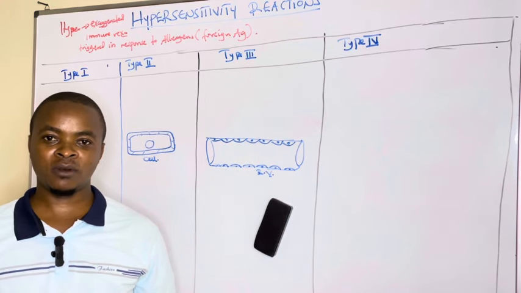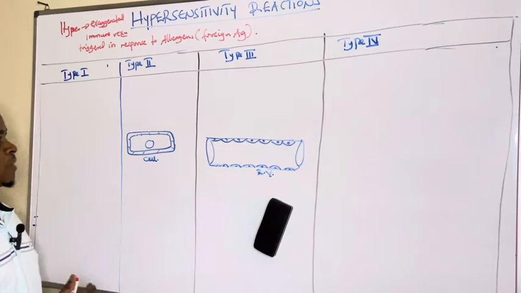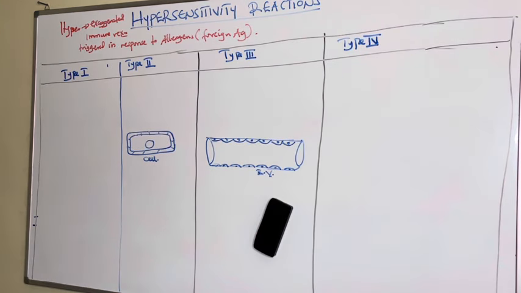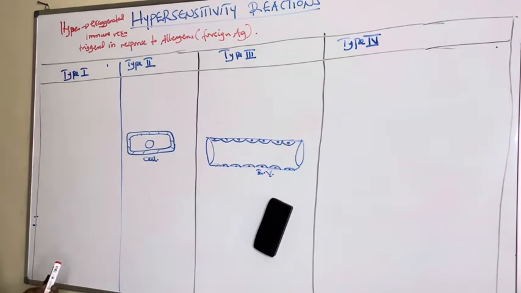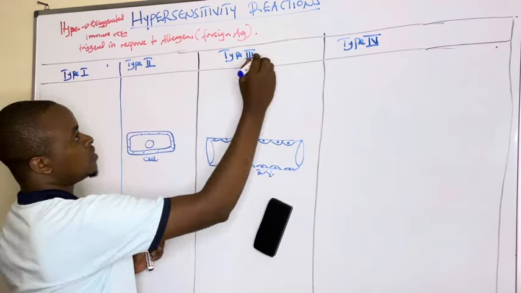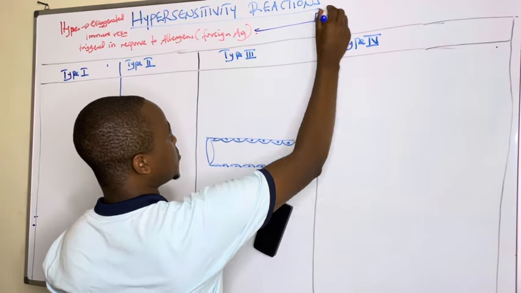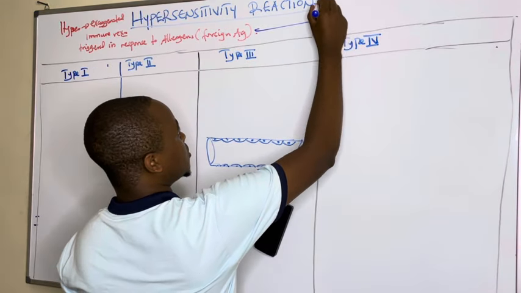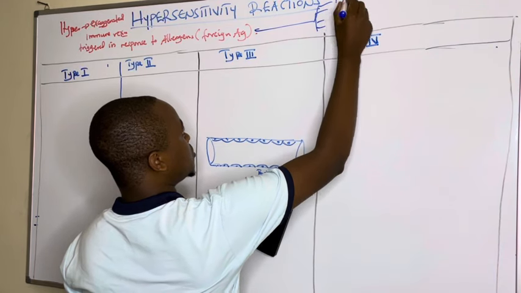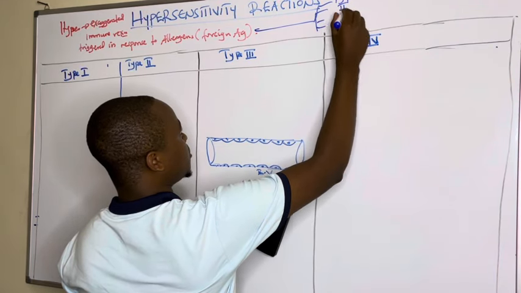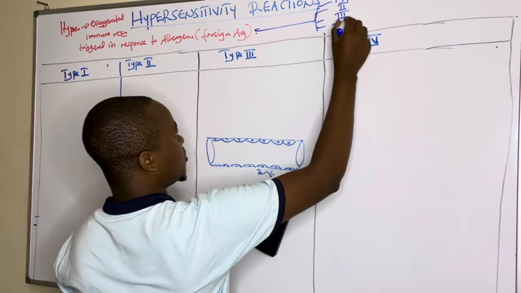So hypersensitivity reactions, or what we are calling allergic reactions or exaggerated immune reactions, are categorized into four types. And these types include type 1, type 2, then type 3, and type 4.